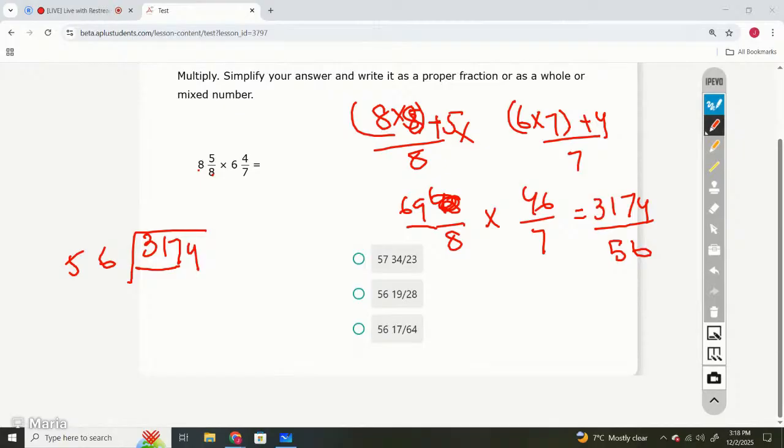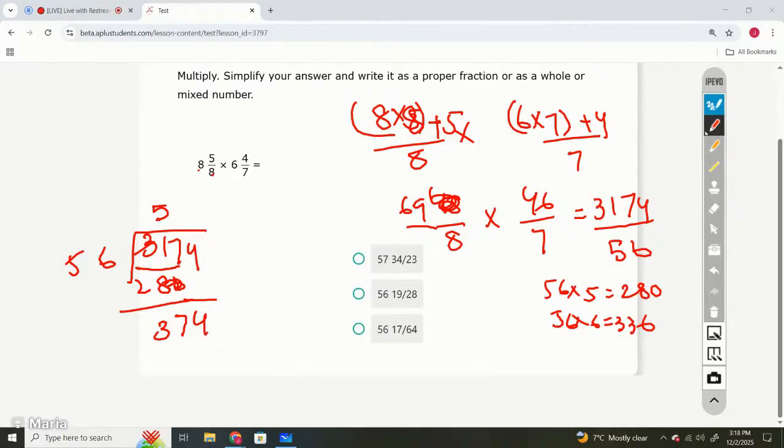So 56 times 4 is 224. 56 times 5 is 280, I'm using calculator. And 56 times 6 is 336. So we can go for 56 times 5, that is 280. So when we subtract, 7 take away 0 is 7. 11 take away 8 is 3.